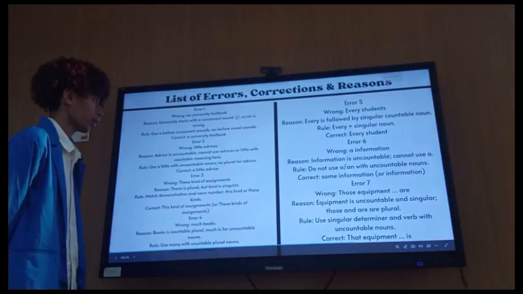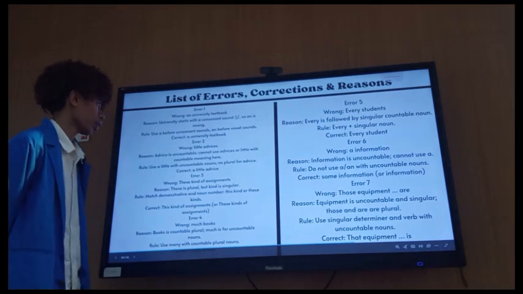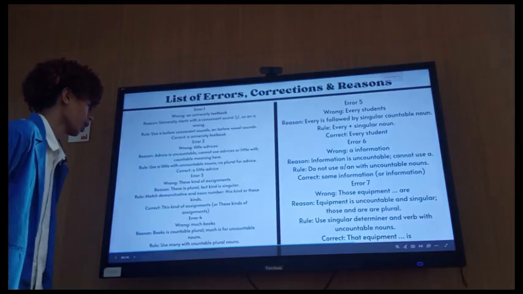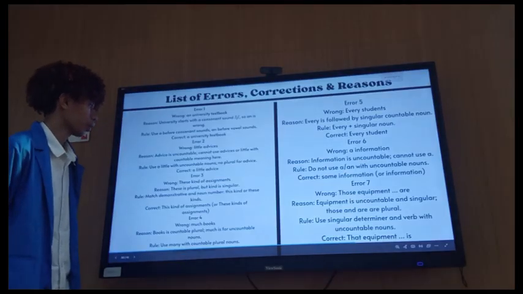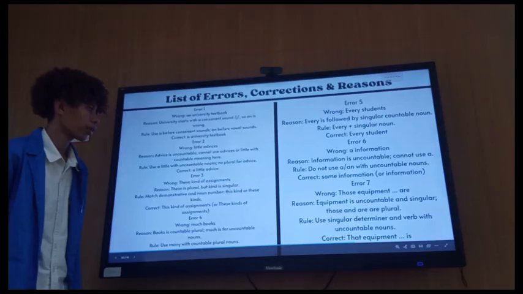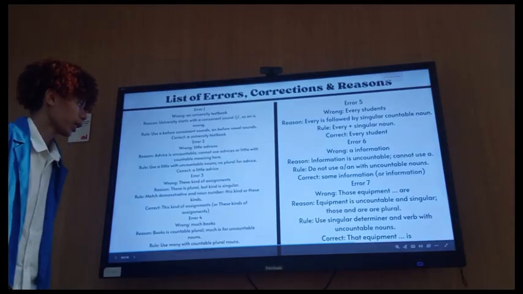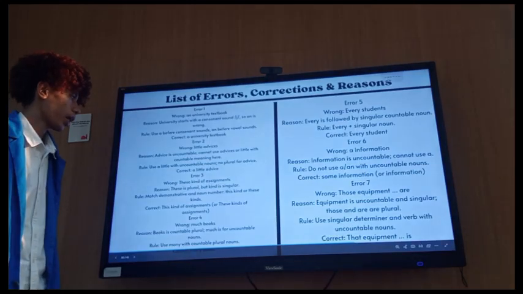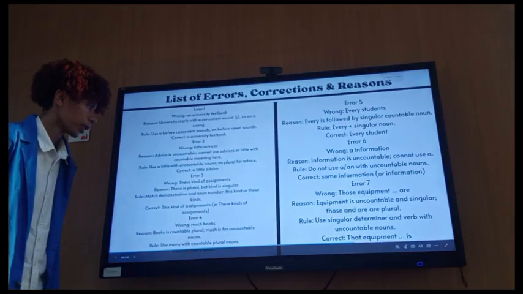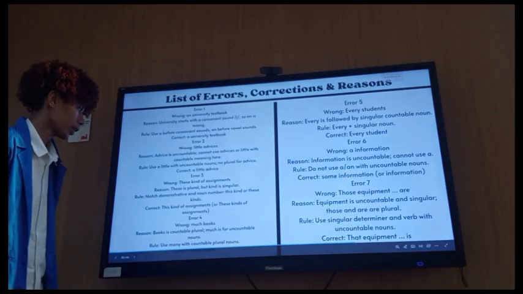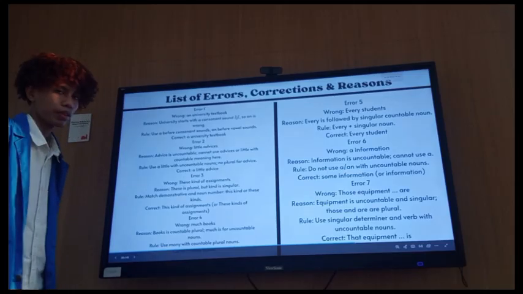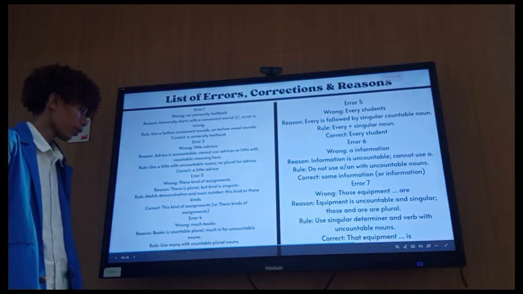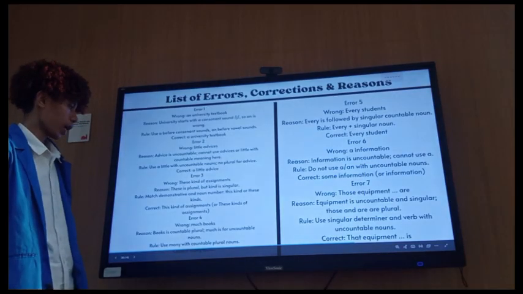Error 2. Wrong: a little advices. Reason: advice is uncountable, so we cannot use the plural advices. Rule: use a little with uncountable nouns, not the plural for advice. Correct: a little advice. Error 3. Wrong: this kind of assessments. Reason: this is singular but the noun is plural. Rule: match demonstratives and nouns. Correct: this kind of assessment or these kinds of assessments.